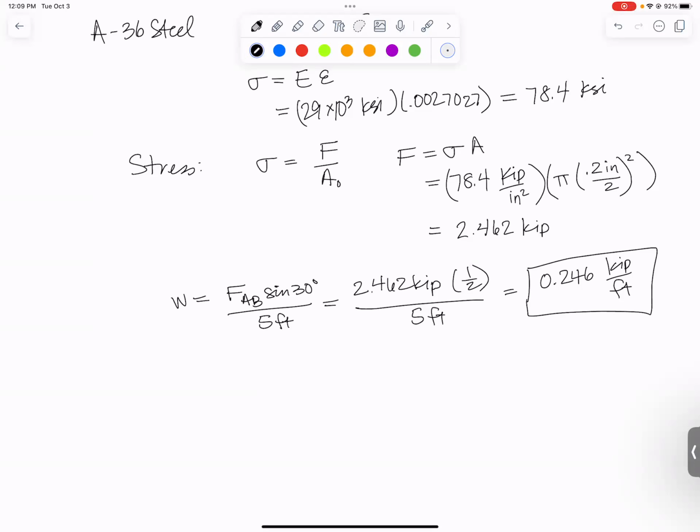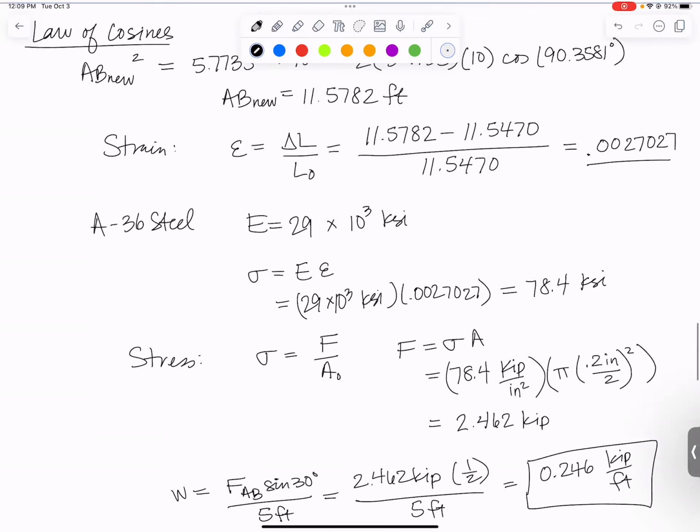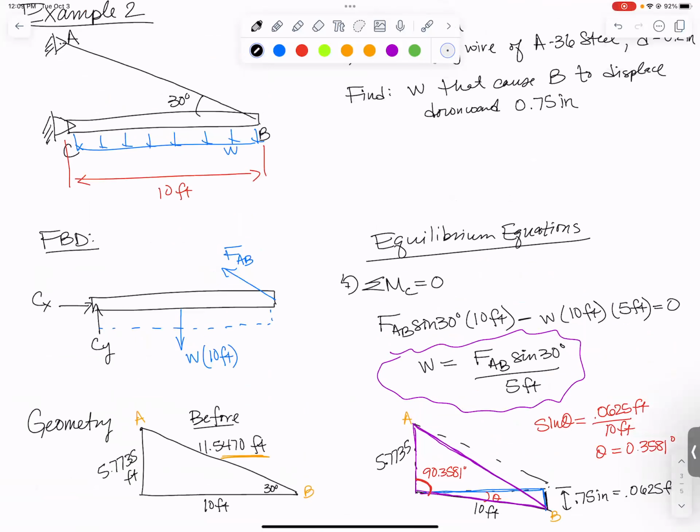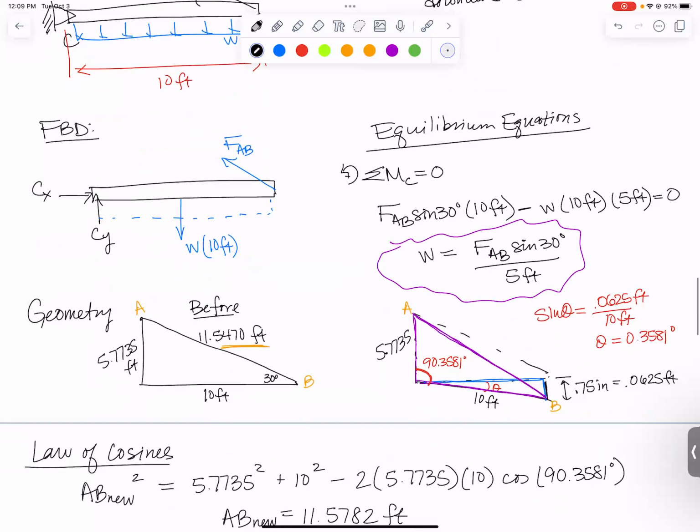We had to put together a lot of pieces to solve this problem though, right? We had to, at the very beginning, draw a free body diagram and figure out a relationship between the force in the wire and the distributed load. We did that by summing moments about C. Then we needed to use some geometry of the problem to figure out the original length of AB using the sine of 30, or actually cosine of 30 since we knew 10 feet. Then we did a little bit of geometry here to figure out what the new triangle would be once point B had moved down 0.75 inches. That gave us a new length of AB.